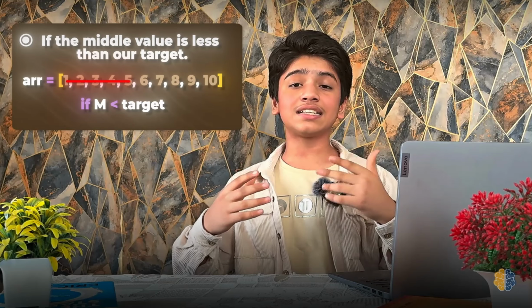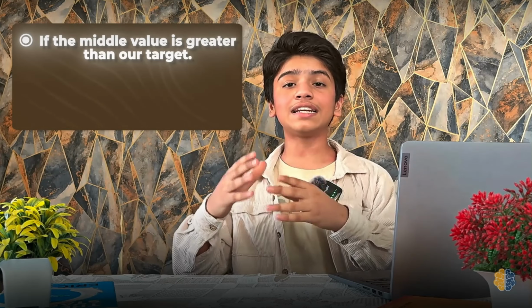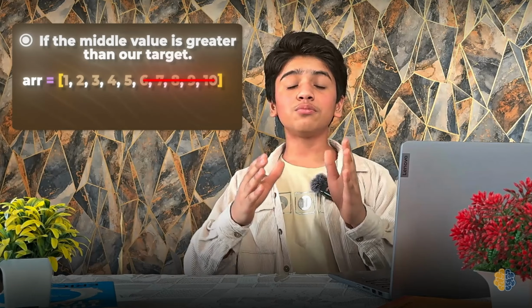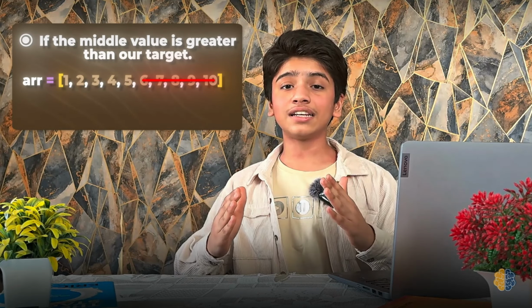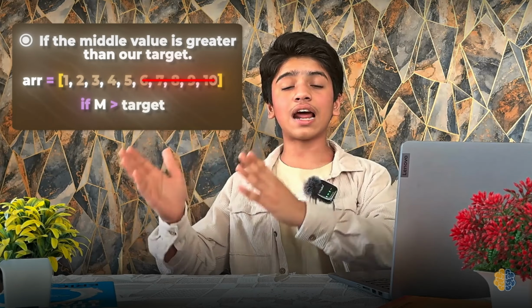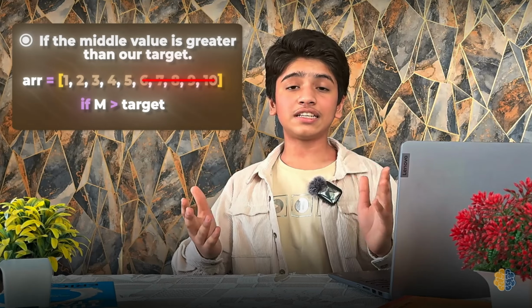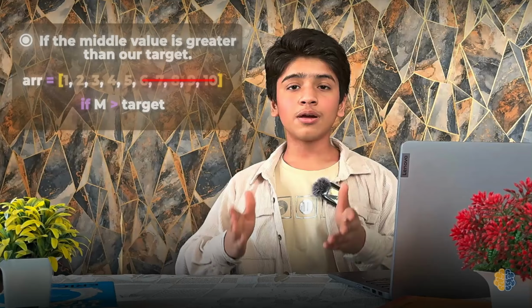Now if this isn't the case either, then we have to check for a final condition, which is: is the middle value greater than the target? If it's greater than the target, then we remove the right half of the array, because if the middle value is greater than the target, then all of the values to the right of the middle value will also be greater than the target, due to the list being sorted. So that also divides the area that we have to search by half.